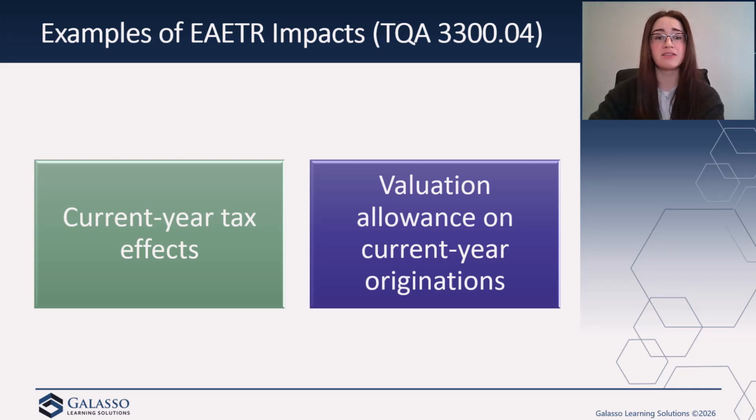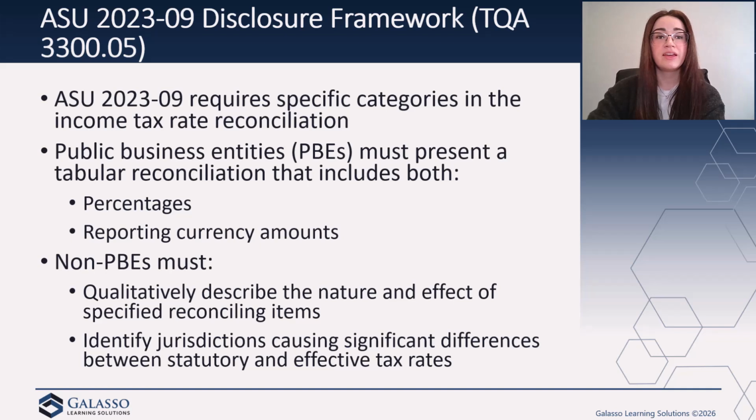And that would be the tax effect of a change in tax laws or rates on taxes currently payable or refundable for the current year, and the tax effect of a valuation allowance on current year originations. So that all had to do with Topic 740.